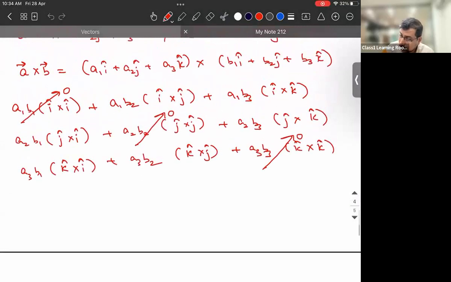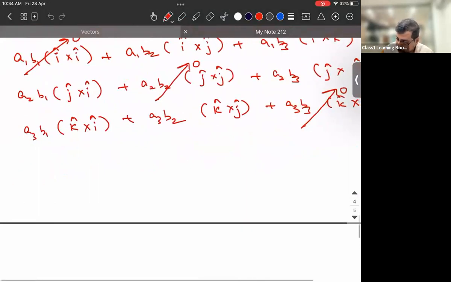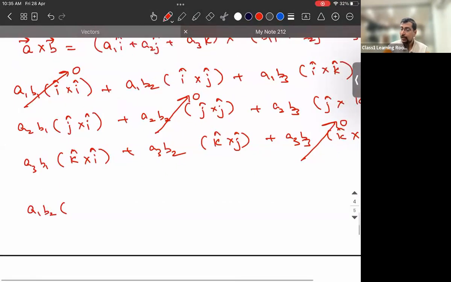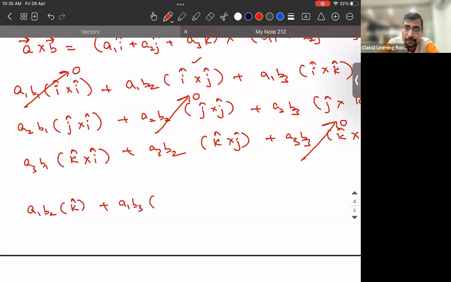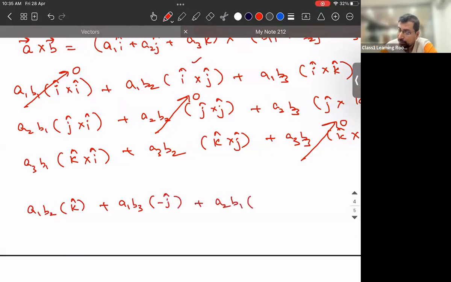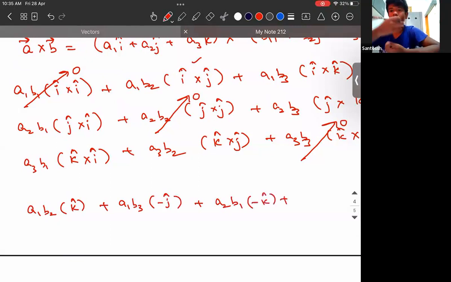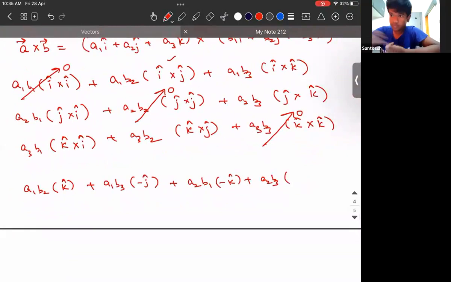Okay. So now what we are left with is A1 B2 into I cap cross J cap. Just now I told you what is I cross J: K cap. Plus A1 B3, what is I cross K? Minus J. Plus A2 B1 into J cross I, minus K. Plus A2 B3 into J cross K.